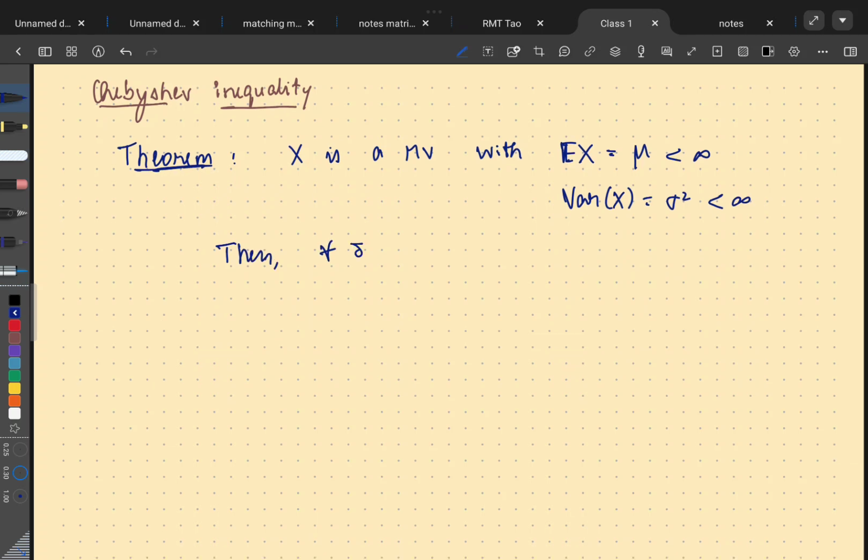Then, for all delta greater than 0, the probability that X deviates from the mean by an amount delta is less than or equal to sigma squared by delta squared.